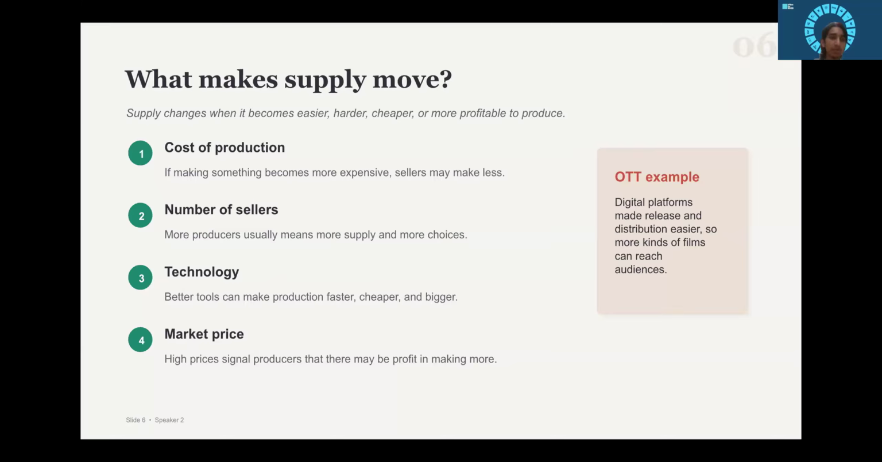A real world example is OTT platforms. Before Netflix, Prime, and all these streaming services showed up in India, releasing a film cost significantly more because of marketing, distributing film material, and ticket prices, which made it very expensive and risky. But now a small filmmaker can shoot a film on a low budget and drop it straight onto Netflix or another app. That's an example of technology reducing the cost of production. And it is also why we've seen a huge increase in the number of films and shows that come out every year.